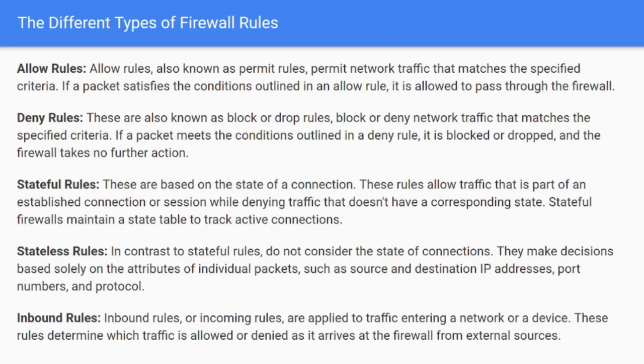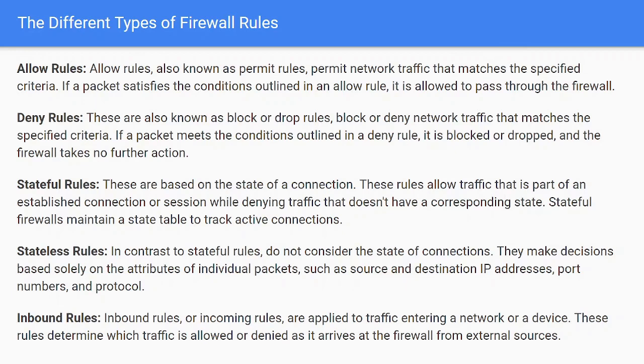You get. So now there are different types of firewall rules. We have been talking about firewall rules, and the firewall checks them, but there are different types of firewall rule. Number one is the allowed rule. The allowed rule is also sometimes known as the permit rule. It permits network traffic that matches specific criteria.